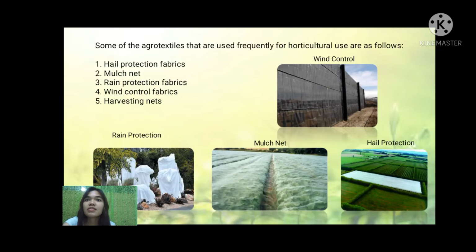Next, these are some examples of horticultural textile applications, and some of the agrotextiles that are used frequently for horticultural use are these: hail protection fabrics, mulch net, rain protection fabrics, wind control fabrics, harvesting nets. So this is a big help for protecting your plants and your crops.